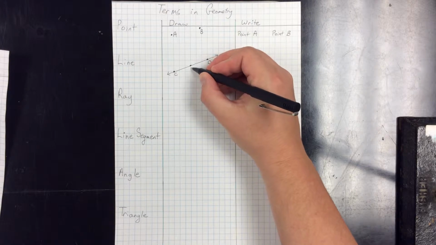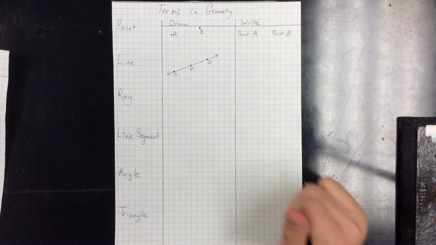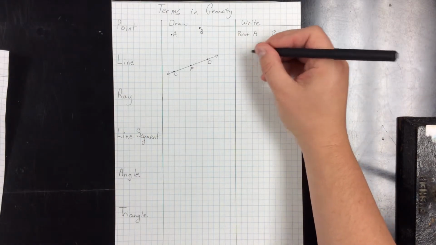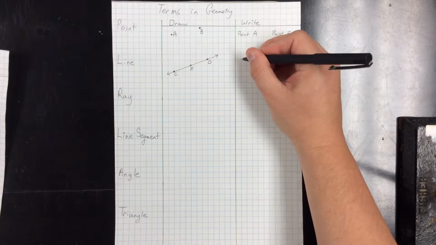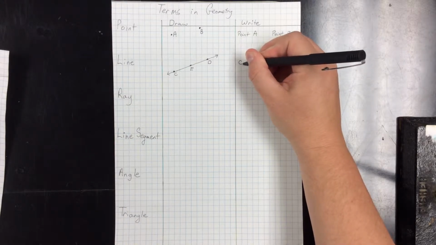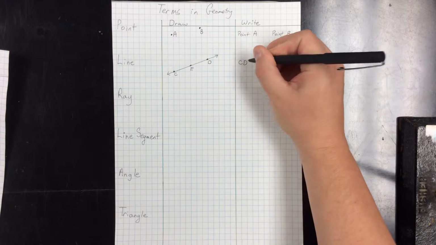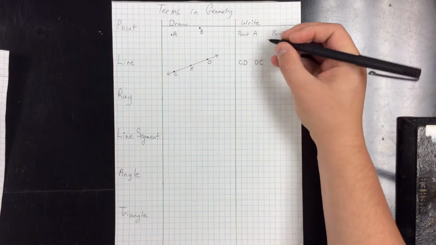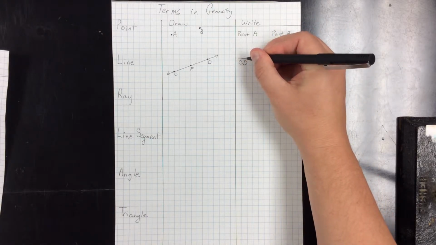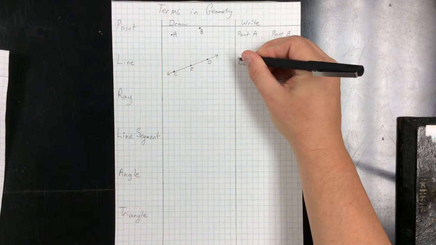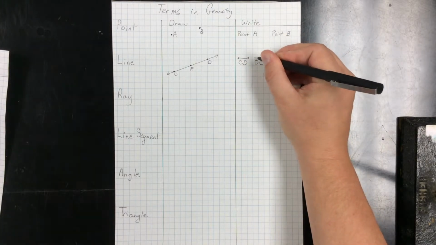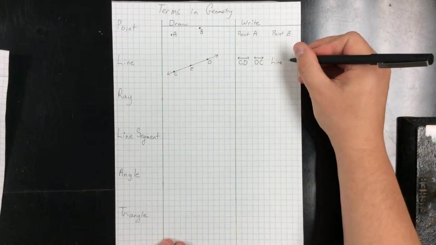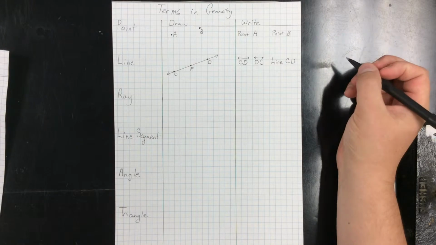So even if I had a point E in the center, it's not going to become part of the naming process for a line. So if we were going to write this out, we would use a short form symbol. We would use C and D, or DC, either way is fine. Alphabetical order would be better. And then the symbol to show that it's a line, right over top. Straight line with two arrows on the end. And that means line CD or line DC.